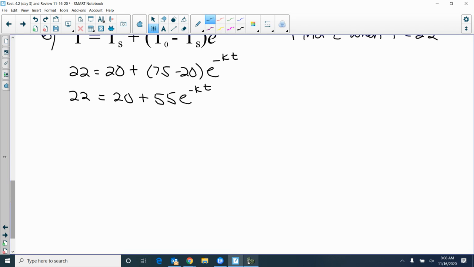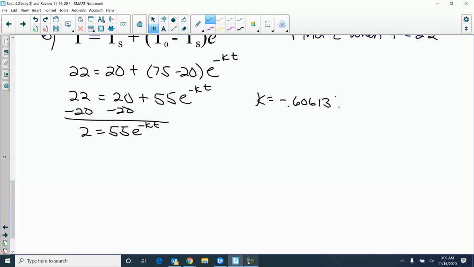Ready? You've got to subtract 20. Do not do the 20 plus 55. Subtract 20. I get 2 equals 55 e to the negative kt. Now don't forget, k is still that negative 0.606136. I'm just avoiding writing it. Divide by 55. And I get 2 over 55 equals e to the negative kt.